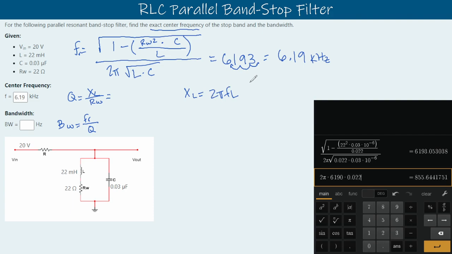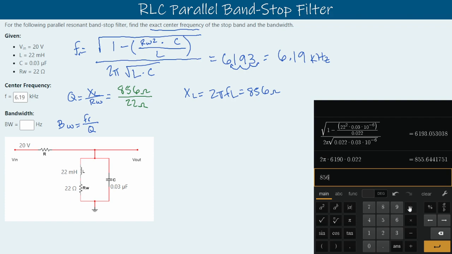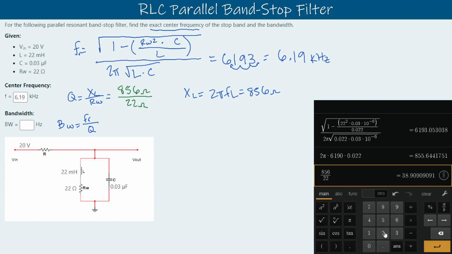And that gives us 856, and that's in ohms now. So we can plug that into our Q over here. Let's change the color so we can keep track of where we're at. So our inductive reactance is 856 ohms. We'll divide that by our winding resistance of 22 ohms, and that's going to give us our Q. So 856 divided by 22 is 38.9. We can round that up also. We'll set this equal to 39. It doesn't have units because it's just a factor.